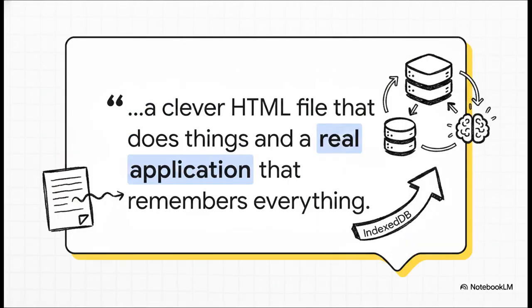I absolutely love this quote from Aaron Rose's article. He writes, IndexedDB is the difference between a clever HTML file that does things and a real application that remembers everything. Doesn't that just hit the nail on the head? It brilliantly captures the true transformation of your app's capabilities. It elevates your code from a simple, stateless script into a robust, memorable piece of software.